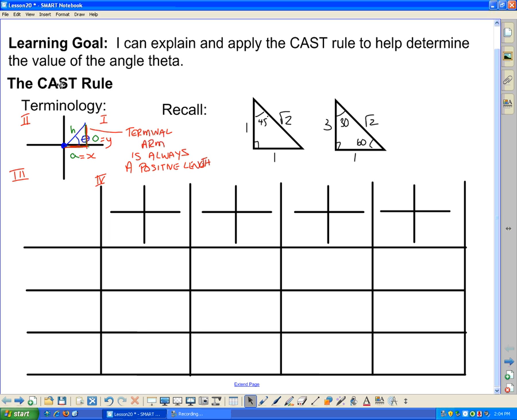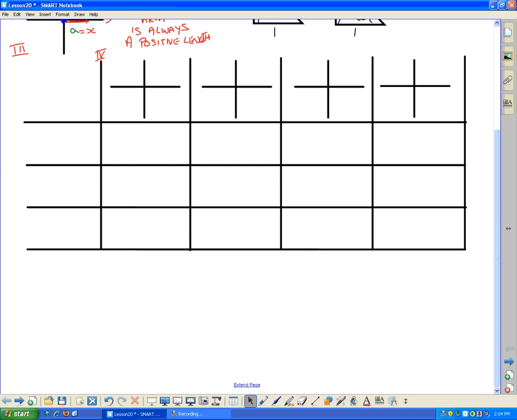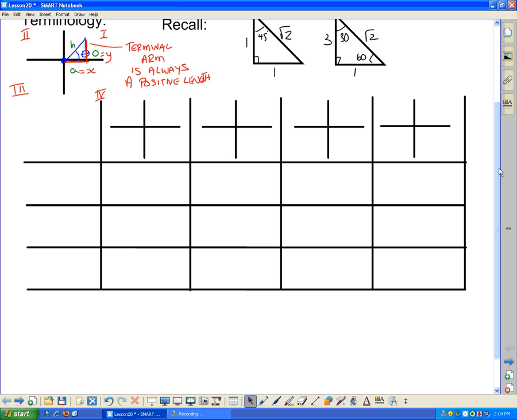Okay, so here we go with the CAST rule. So I'm focusing on this chart that I have down at the bottom. With the chart, you're looking at our 3 primary trig ratios: sine theta, cos theta, tan theta. And we know that sine theta is equal to opposite over hypotenuse, cos is adjacent over hypotenuse, tan is opposite over adjacent. What I'm going to do is look at the terminal arm in all 4 quadrants of the XY axes.